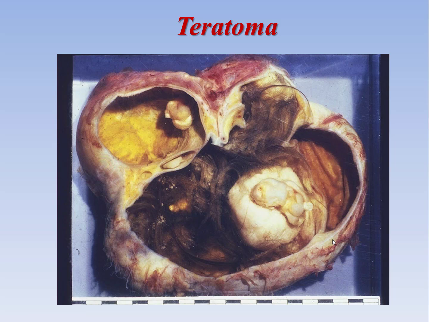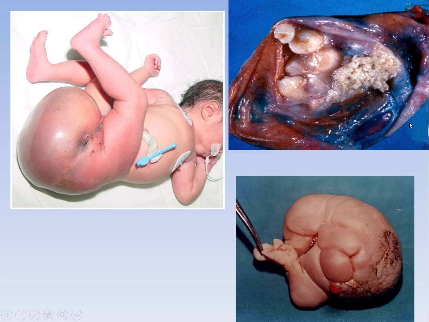Here you can also see a cross-section of the teratoma. It's a multilocular tumor with multiple cavities, and inside there are hair, fat, and some underdeveloped tissues. Here are also examples of teratomas with a dermoid cyst with fat tissue, with underdeveloped teeth, and extremities also present in the teratoma. Here is also a teratoma of the coccygeal area of a newborn.